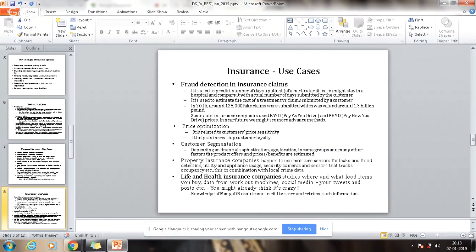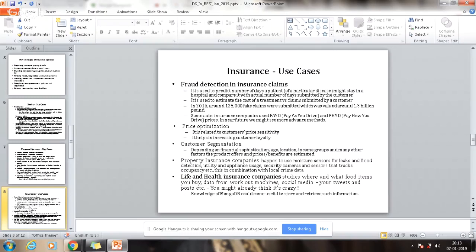So the insurance companies are trying to predict how accurate a claim is. I'll just take an example. In 2016, around 125,000 fake claims were submitted, valued at around 1.3 billion pounds. That's a lot of money in that industry, and that was in 2016. Probably people have figured out trickier ways to submit claims in 2018 and 2019, and we might have to make our algorithms smarter, more versatile, and more robust so that we can track this.